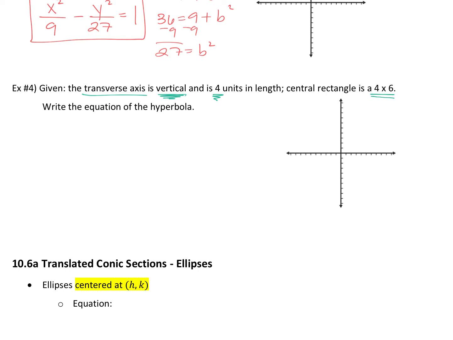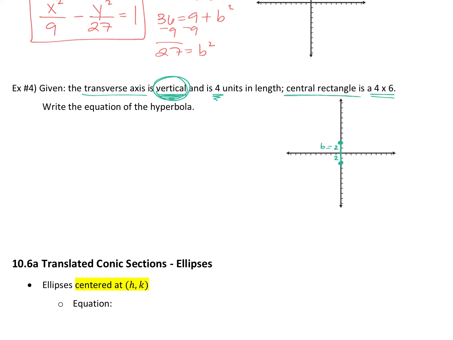What do you think? What do you know? Do you know A, B, or C? Is B new? Transverse axis is vertical and 4 units long. It is B. So if the vertical is 4, right, this would be your transverse axis right here, which puts you at B being 2, right? Because you're going from 0, 0. So up 2, that's your B value, okay?